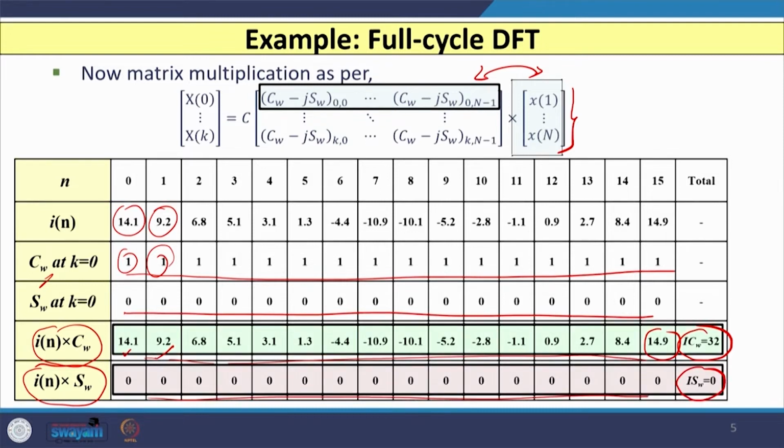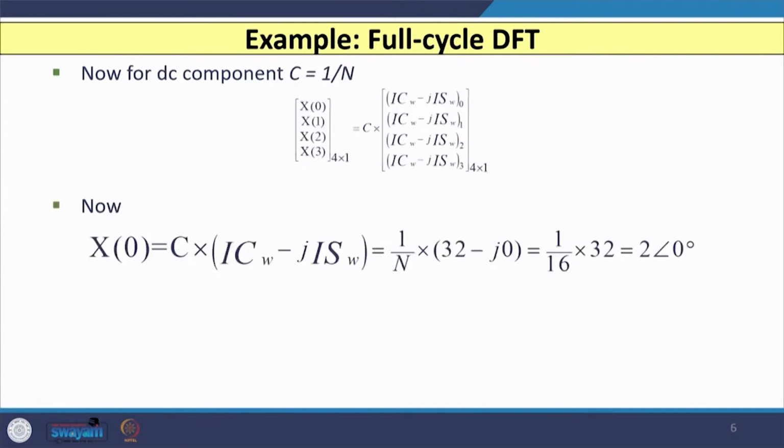So, this comes out to be I_cw equal to 32 and I_sw equal to 0. Now, we obtain this term. The only thing remaining is that we have to multiply it with the value of capital C.